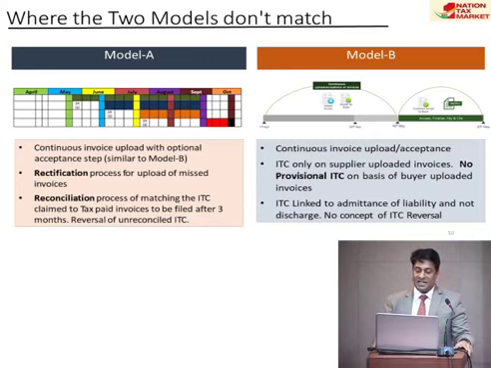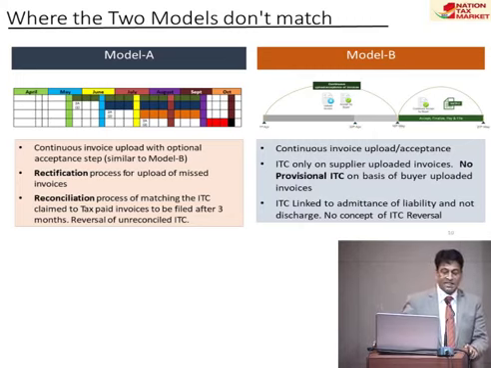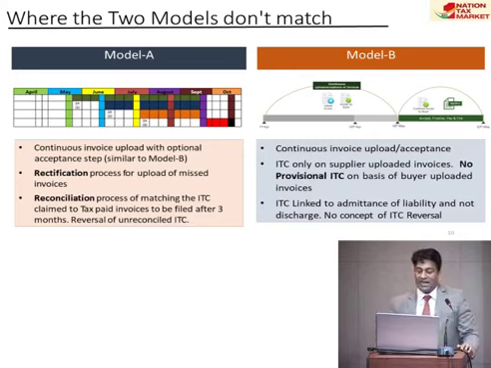Model B, second, says ITC only on invoices uploaded by the supplier. No provisional ITC on the basis of buyer-uploaded invoices. And model A says there is a rectification process for upload of missed invoices. So being a recipient, if I have taken credit which the supplier has not uploaded, he will have some rectification time period to upload such missing invoices so that provisional credit is matched. Model B, last item: ITC linked to admittance of liability and not discharge. No concept of ITC reversal.